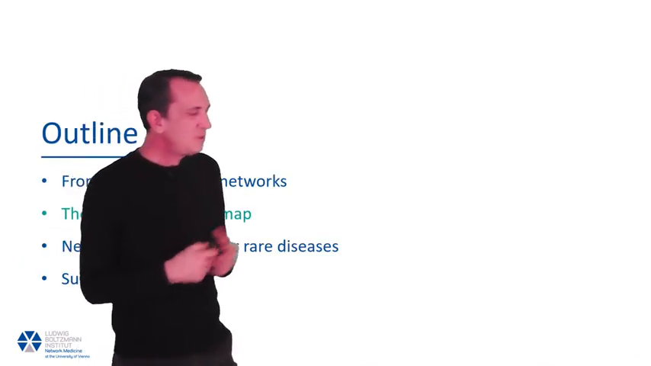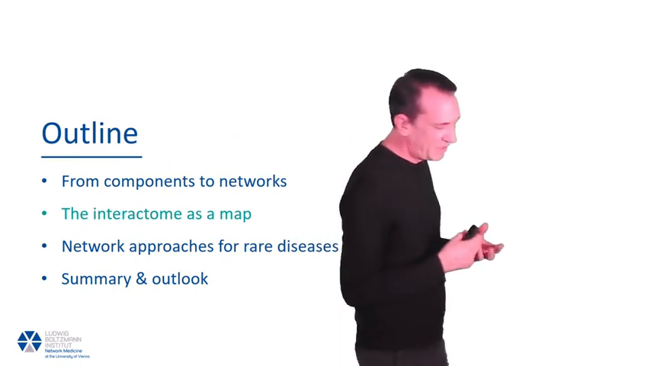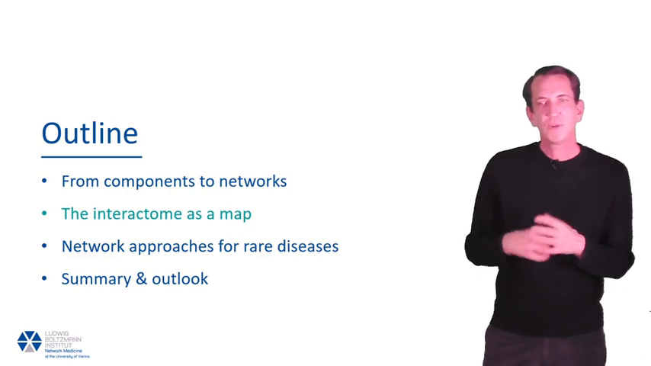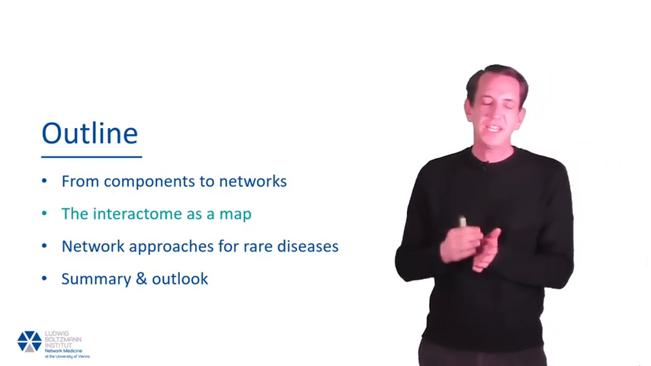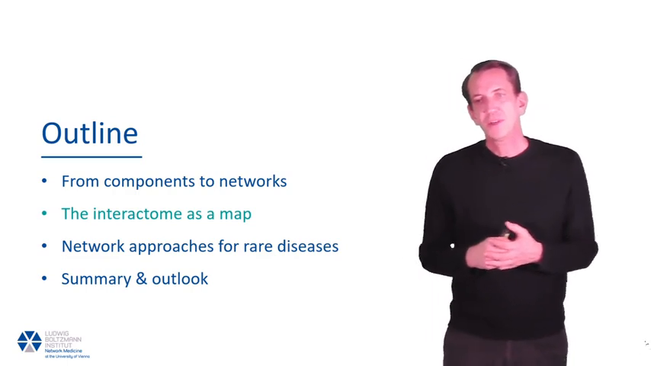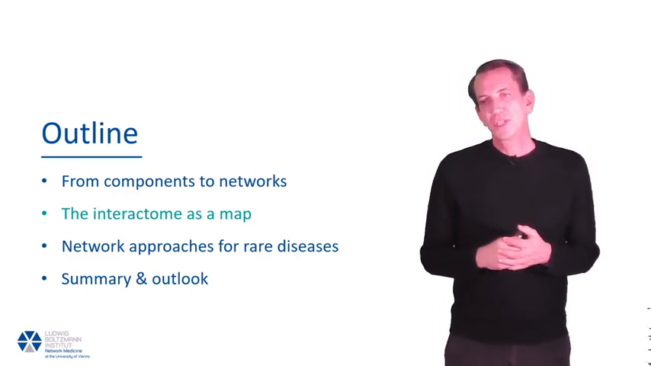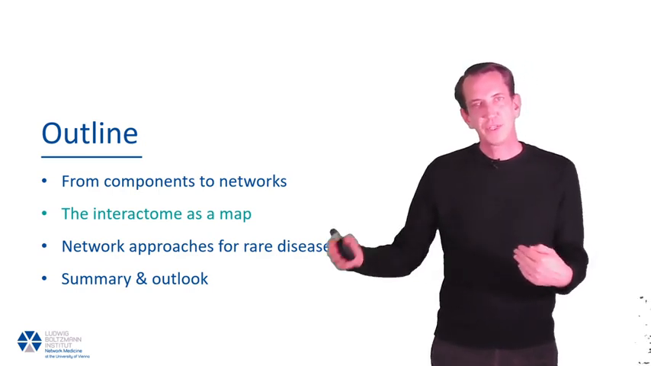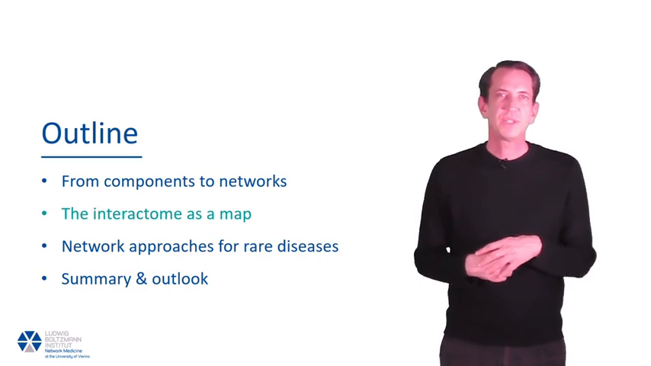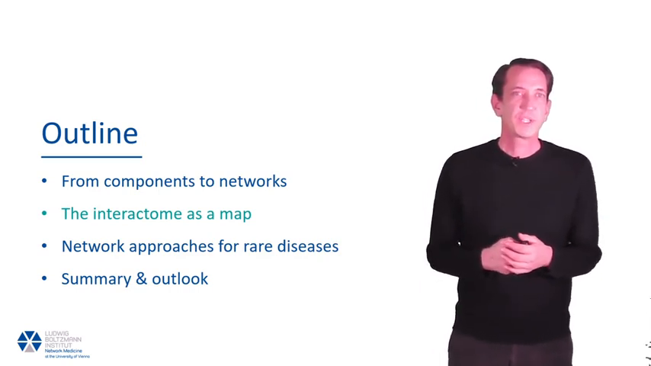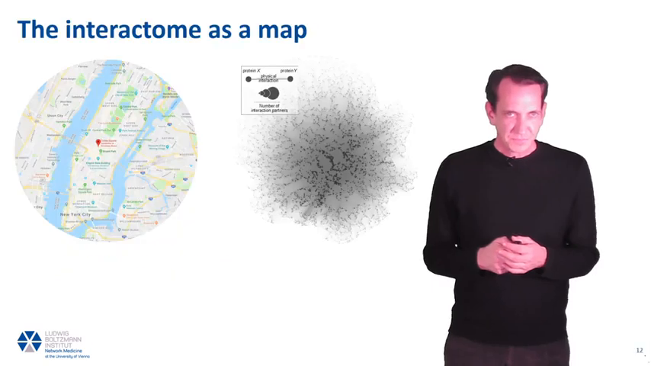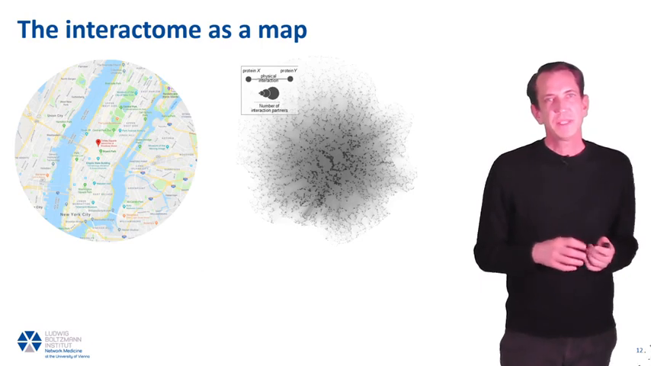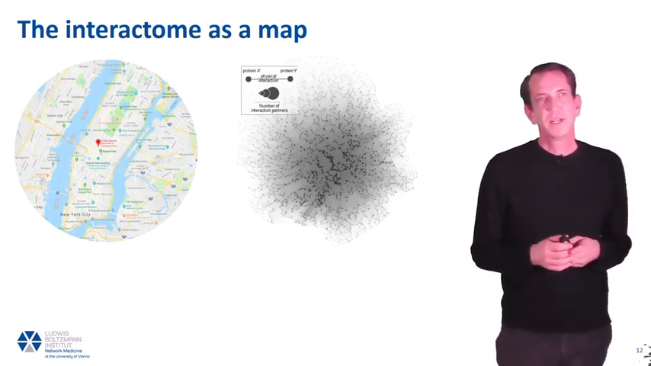So what do we do with this network then? In analogy to the genome, we call it the interactome. We think about it as the blueprint for biological function. In the same way that the genome represents the blueprint for the individual components, the interactome represents the blueprint of biological function. And the core metaphor for understanding that is that this interactome network really provides us with a map.